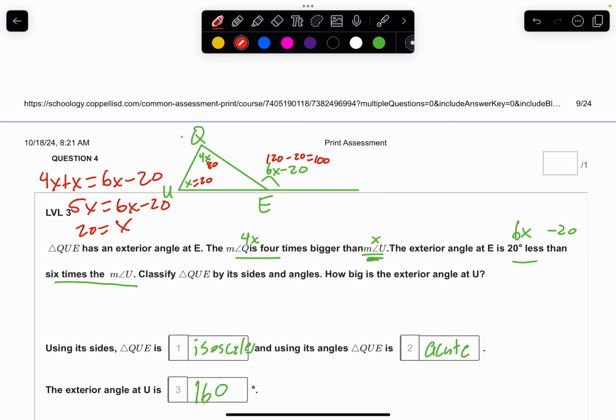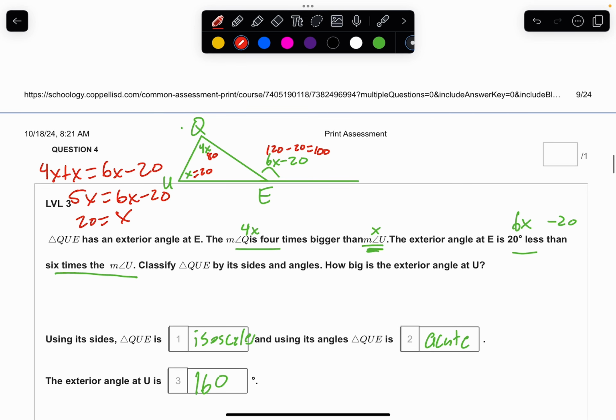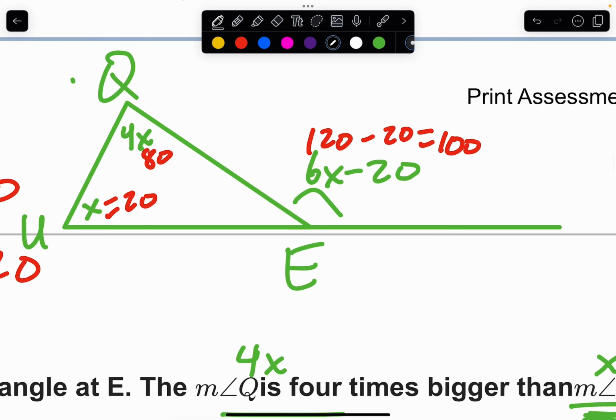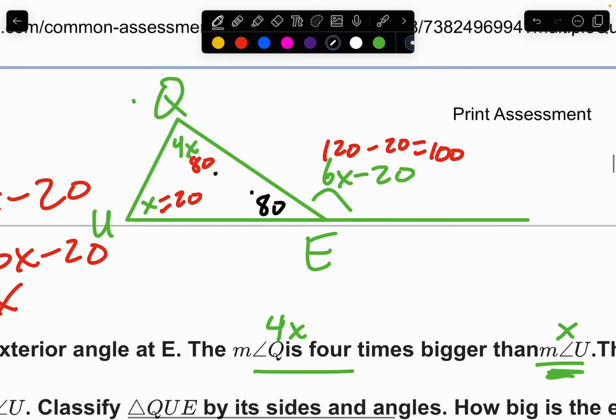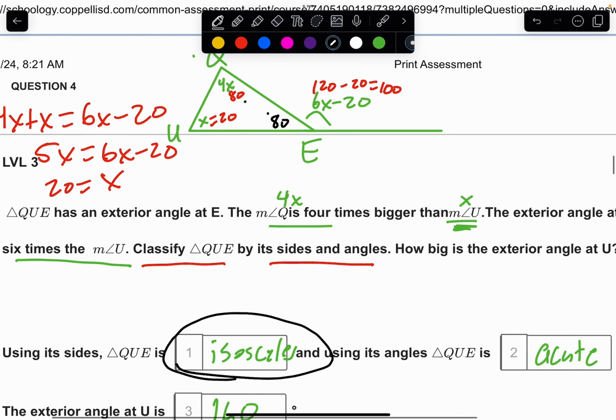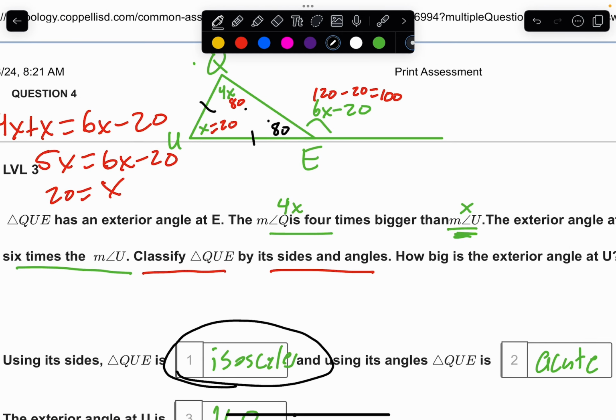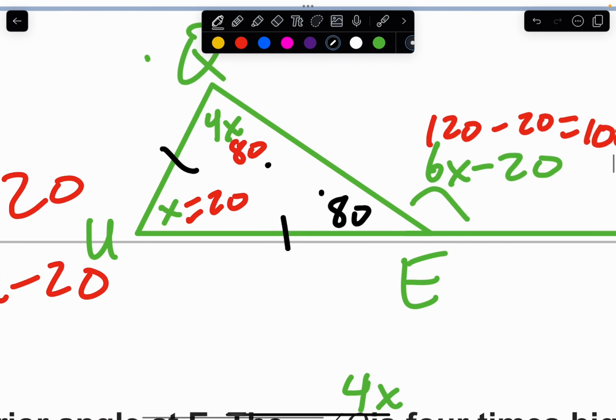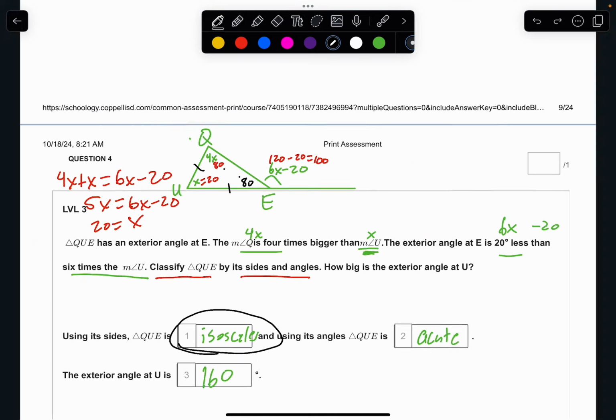Okay. Classify triangle QUE by its sides and angles. Well, if that's 80 and that's 20, that's 100. This corner would have to be 80. So if two angles are 80 and the third one is 20, that is an isosceles triangle. Two equal angles means that we have two equal sides. In this particular case, this would be the vertex angle. These two sides would be the legs. So we know all this now.